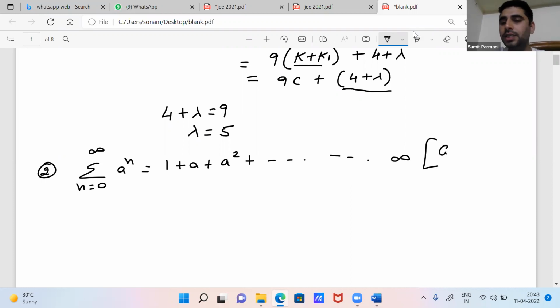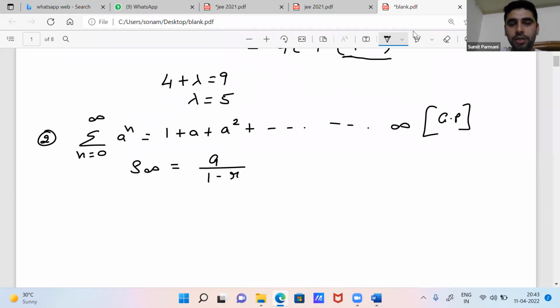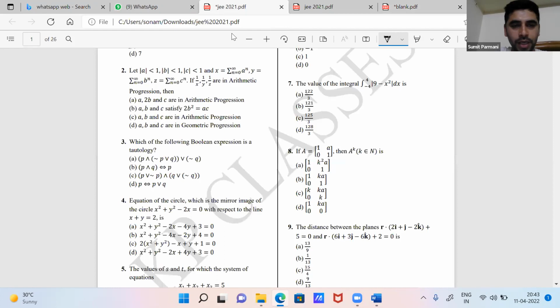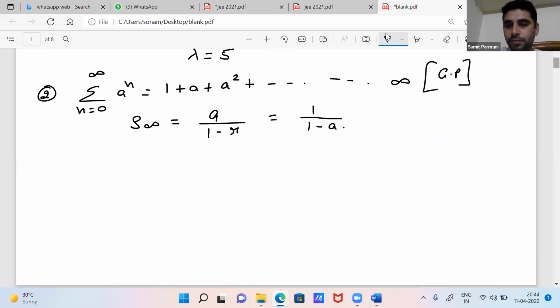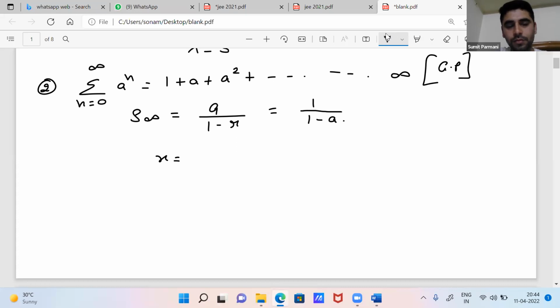Now, what we can say is this is a geometric progression and this is the sum of an infinite geometric progression, which according to the general formula can be written as a by 1 minus r. So from here, in place of a we can write 1, and in place of r we can write a. So the sum to infinity is 1 by 1 minus a. So from here, x is equal to 1 by 1 minus a. Therefore, we can write 1 minus a is equal to 1 by x.